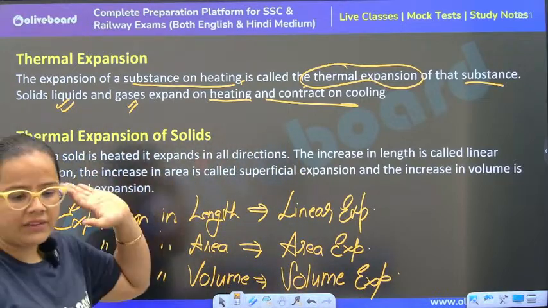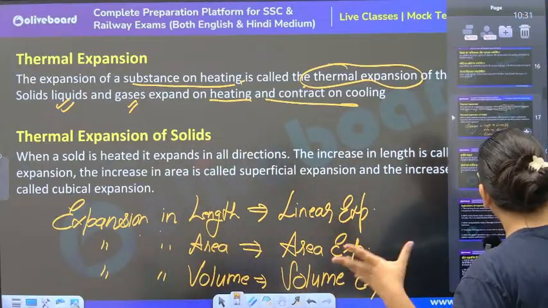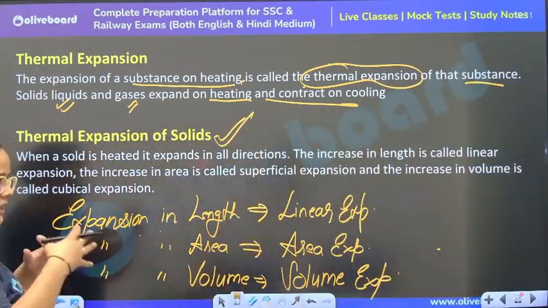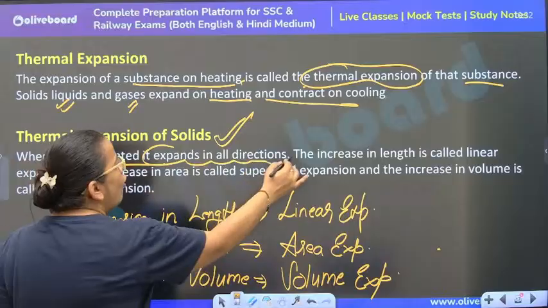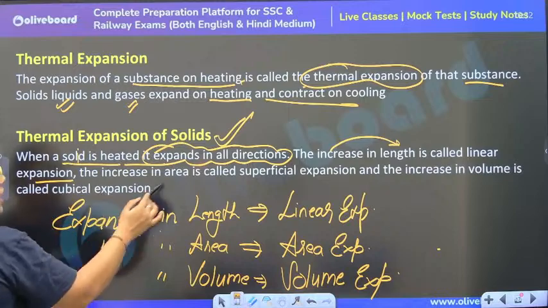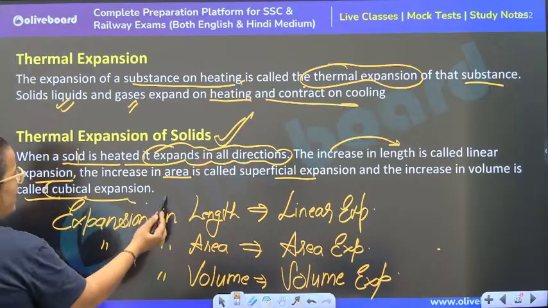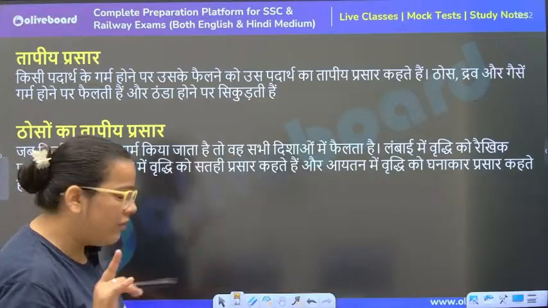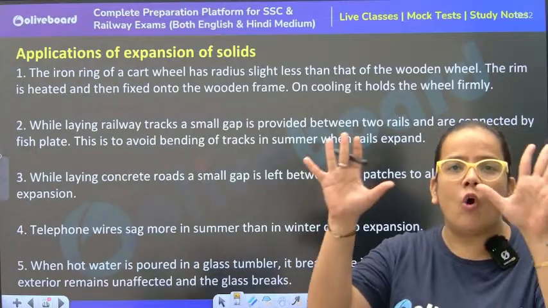Now, first of all, let's consider the examples of thermal expansion, because a lot of time they can ask you just a simple application of the expansion. First of all, let's consider the thermal expansion in solid. When a solid is heated, it expands in all directions. An increase in length is linear expansion, an increase in area is superficial expansion or area expansion, and an increase in volume is called cubical expansion or volume expansion. That means in the case of solid, whenever we provide heat energy, it will expand in all directions.